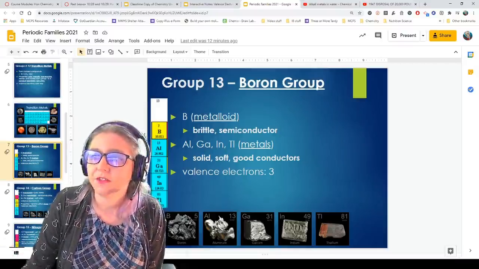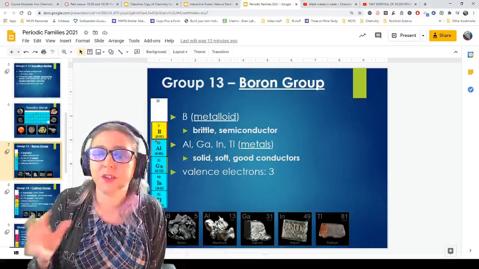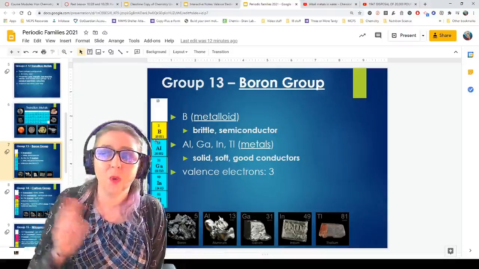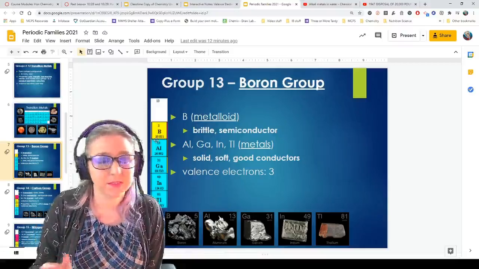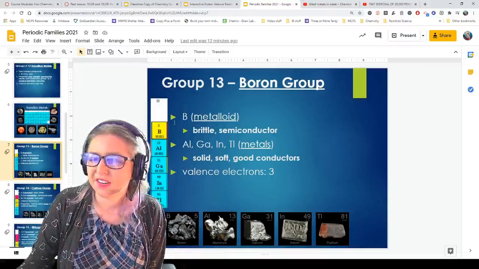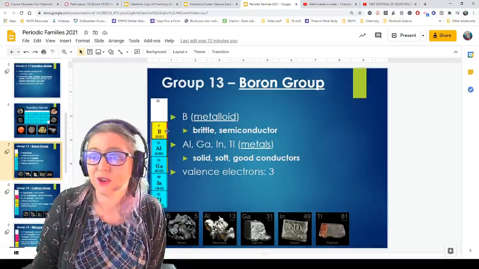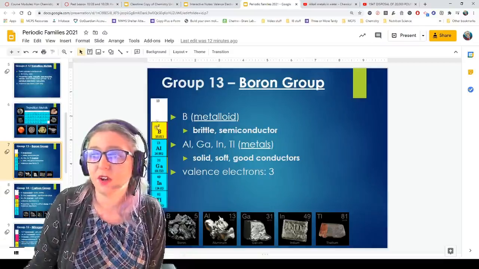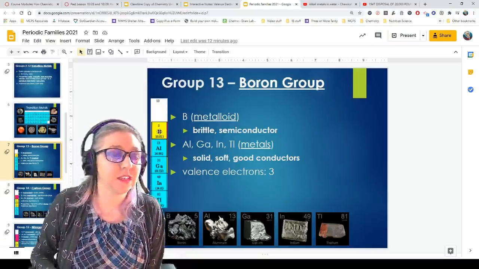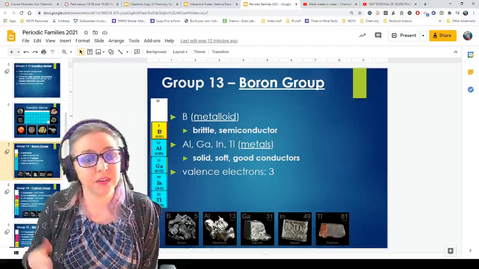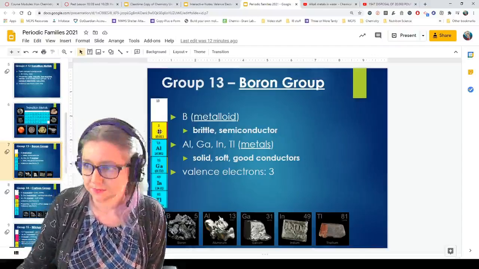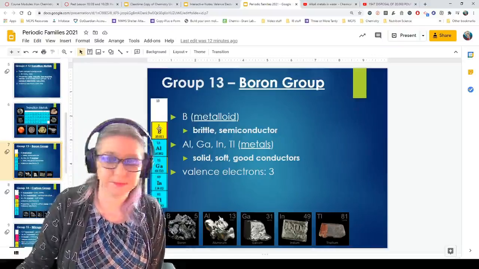Boron is our first metalloid. Metalloids are strange. They can gain or lose valence electrons. Boron is a bit of an exception to the octet rule. It actually is happy with 6. So boron is actually right in the middle of its valence shell. It can lose 3, or it can gain 3 to be happy, or it can gain 5. Metalloids are weird.